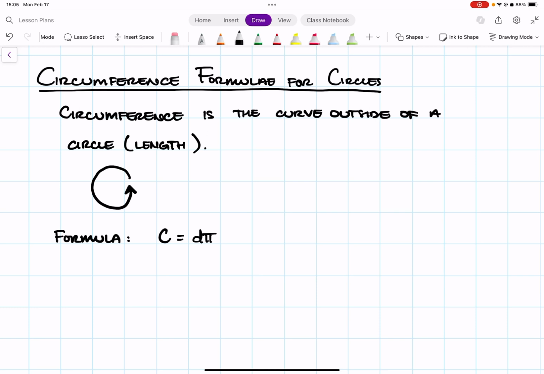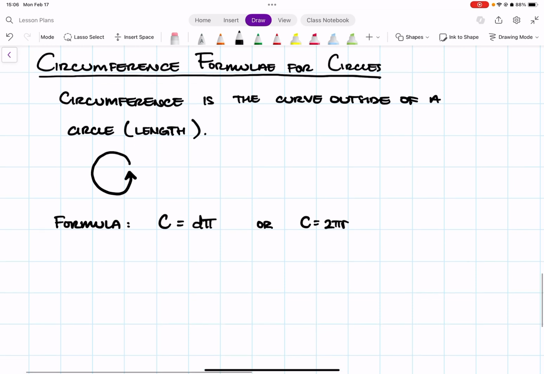However, before we jump into that, I do want to also mention another way to remember it: circumference is equal to 2 pi r. Now, in other words, this is 2 times the radius, or the diameter. So the radius is half of the diameter. So if you multiply by 2, you get the diameter.